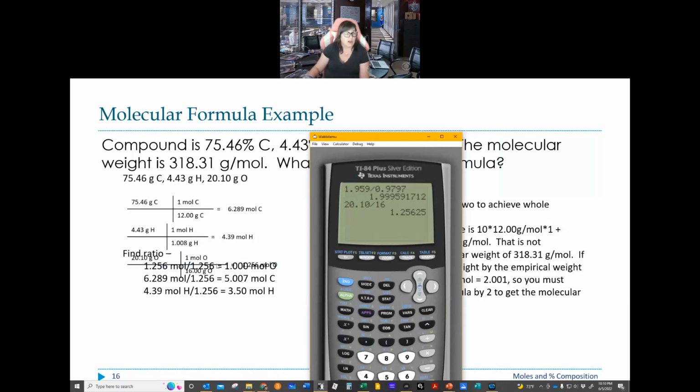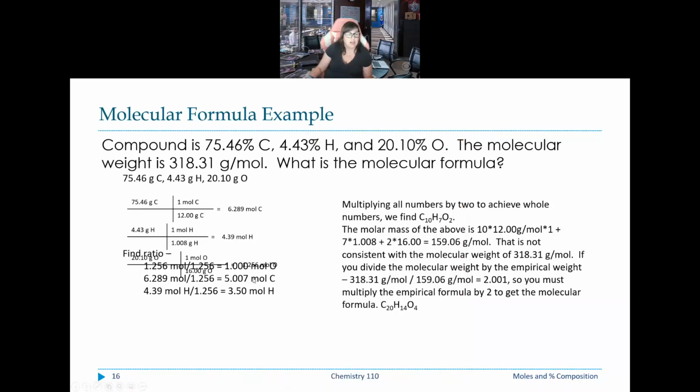So 1.256 moles of oxygen, 6.289 moles of carbon, and 4.39 moles of hydrogen. We divide by the smallest number, which is that 1.256. That leaves me with 1 mole of oxygen, 5 moles of carbon, and 3.5 moles of hydrogen. That's not an even number. So if I multiply all of this by 2, I end up with 2 oxygens, 10 carbons, and 7 hydrogens.